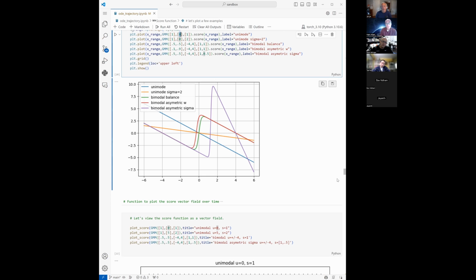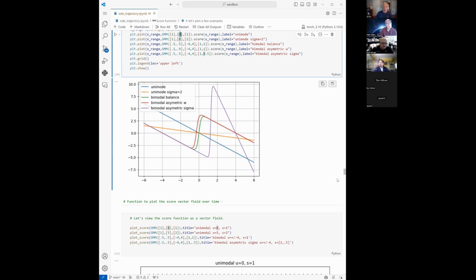And the purple one, I guess you probably chose a sigma that was smaller, which is why it has a larger amplitude. It's steeper. The orange one has a standard deviation of 2. The purple one on one side is 1. On the other side, it's 1/2.